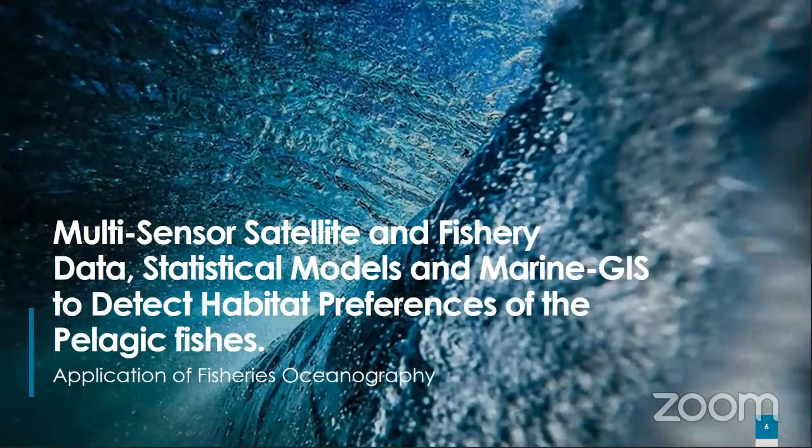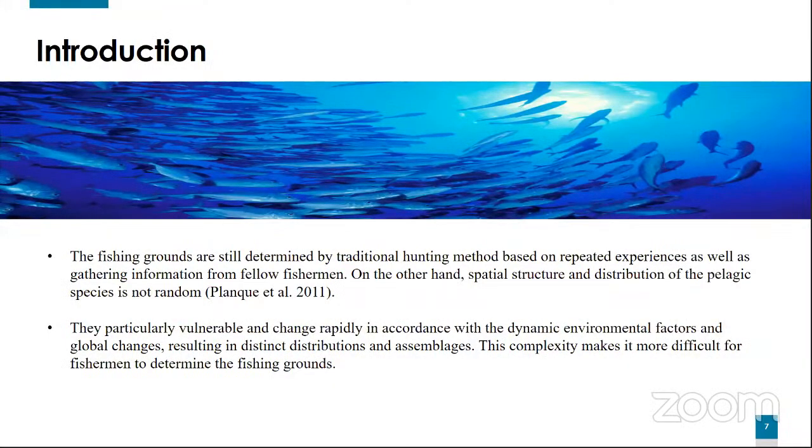So we are going to go through multi-sensor satellite and fisheries data, statistical models, and marine GIS to detect habitat preferences of pelagic fishes. Okay? So introductions. Macam last week lecture kita dah cakap pasal remote sensing, and as we all know, the fishing ground are still determined by traditional hunting methods, based on repeated experience as well as gathering information from fellow fishermen.